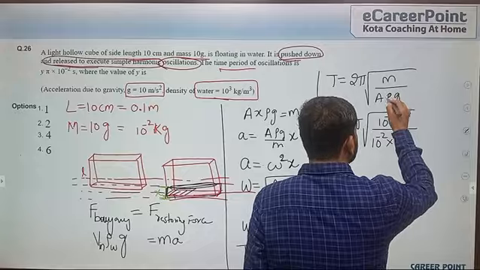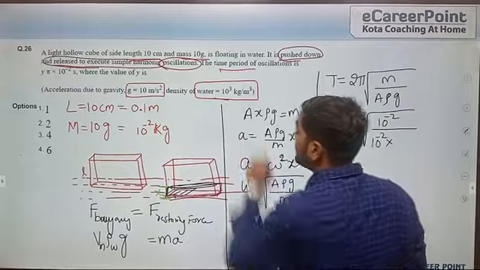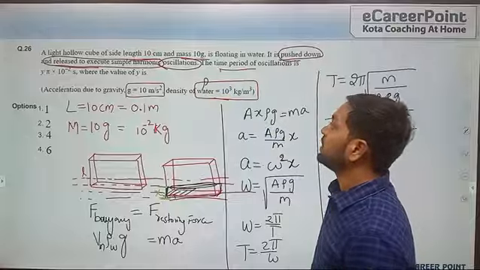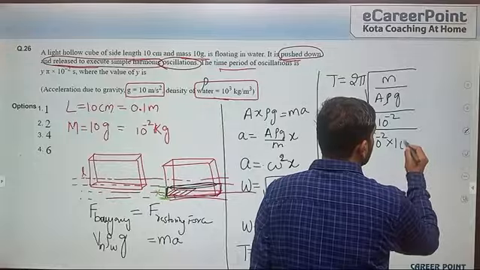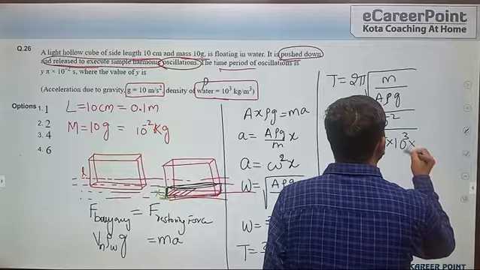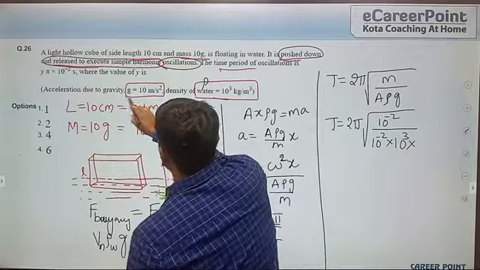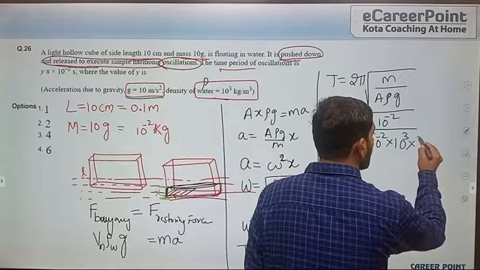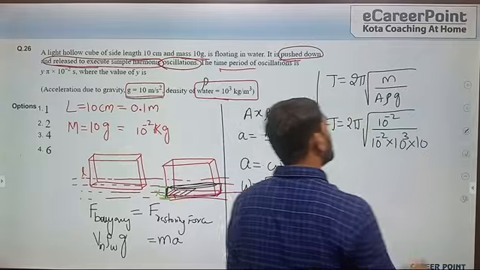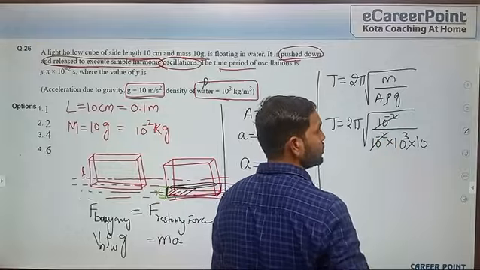And the density of water. So what is the density of water? Density of water is given, that is 10 power 3 kg per meter cube. So 10 power 3. And here we have g. The g value is the gravitational acceleration, that is equal to 10 meter per second square. Right, so here these two get cancelled out.